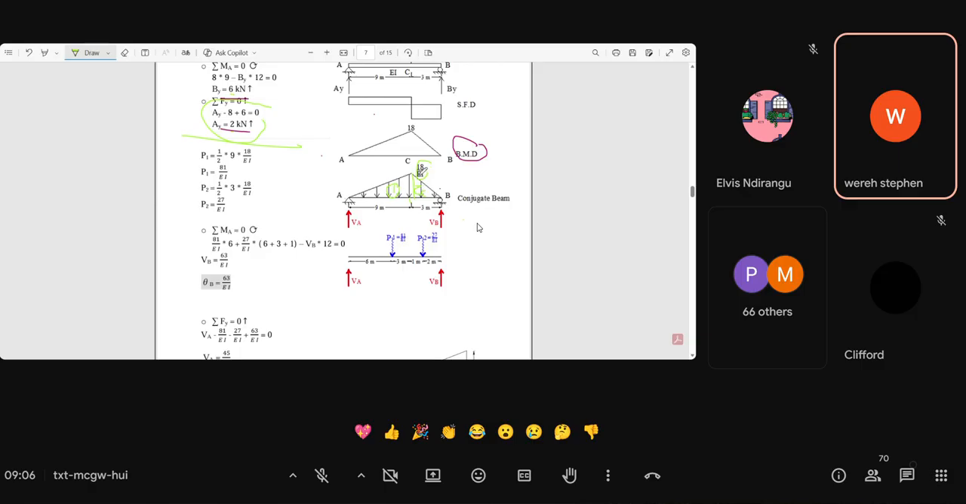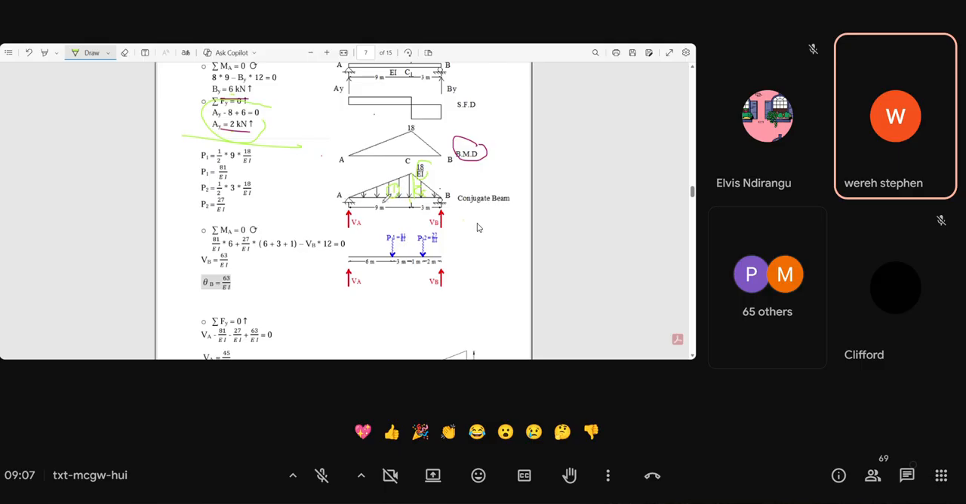So the moment is just half times 3 times 18 over EI times 10 plus half times 9 times 18 over EI times 2 over 3 times 9. Okay, is equal to 0. So from there now you can find the VB and VA. Once you find VB and VA, that's already the rotations.